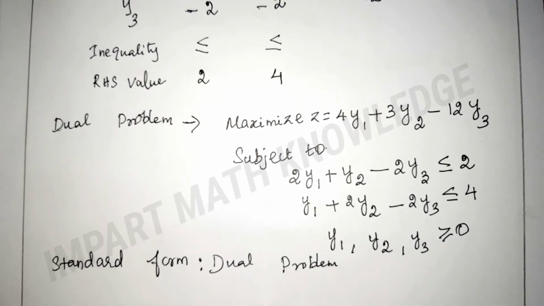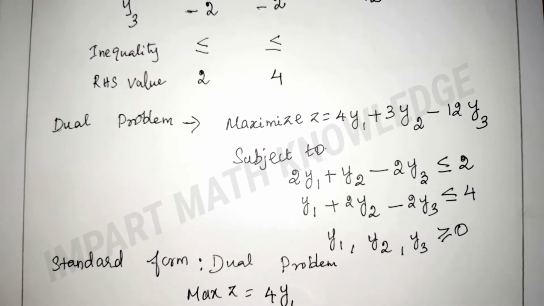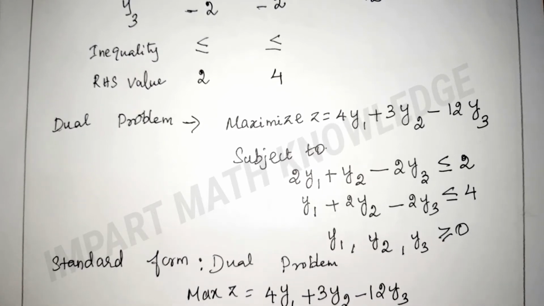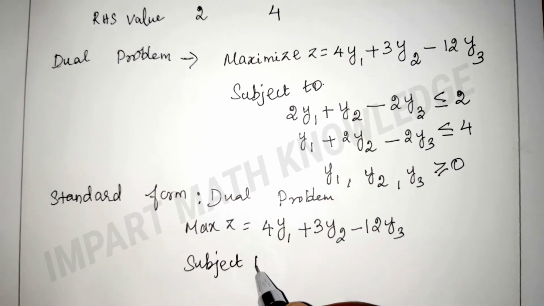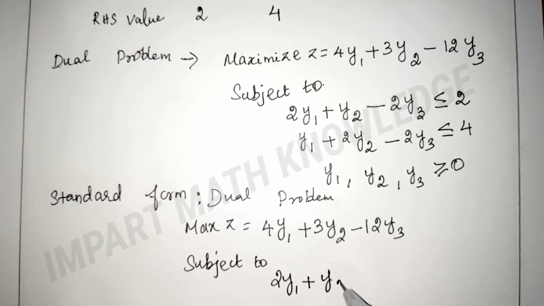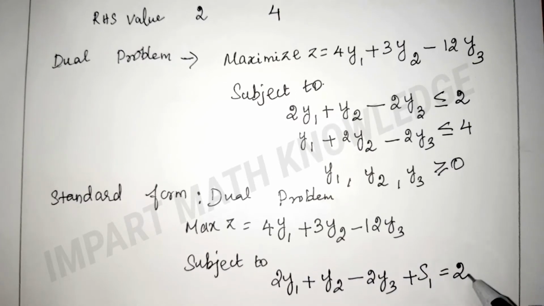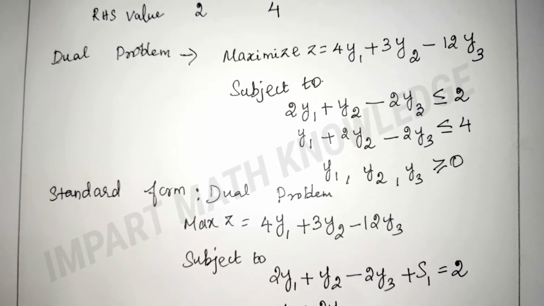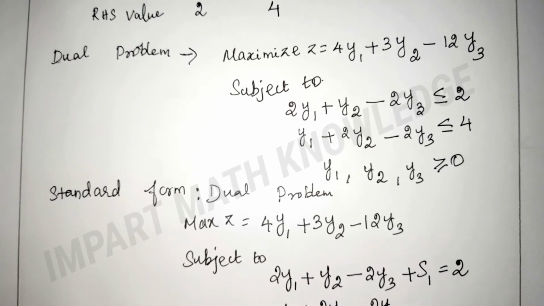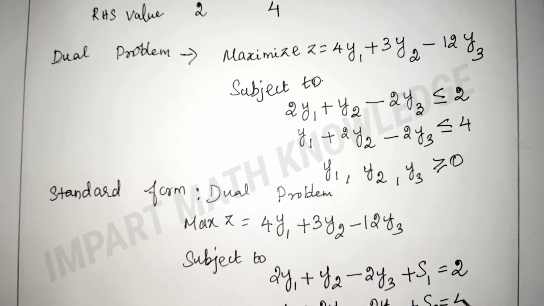That is, max z is equal to 4y1 plus 3y2 minus 12y3 subject to 2y1 plus y2 minus 2y3 plus s1 is equal to 2. The second condition is y1 plus 2y2 minus 2y3 plus s2 is equal to 4.